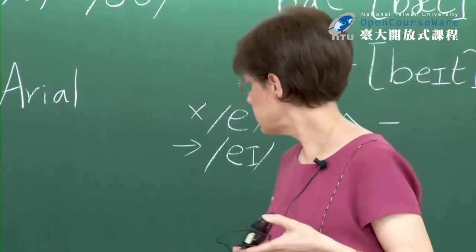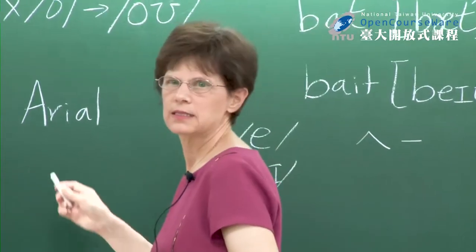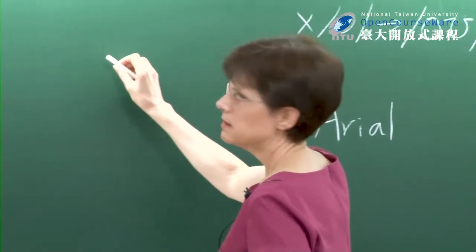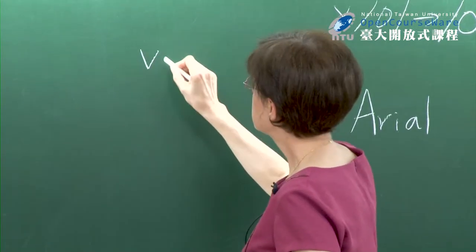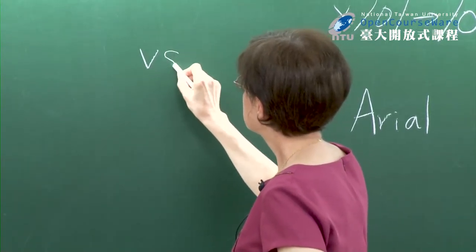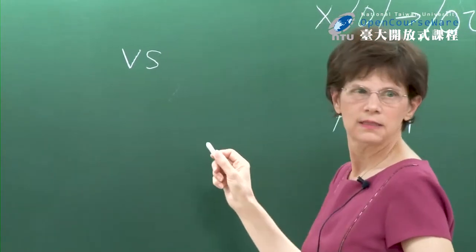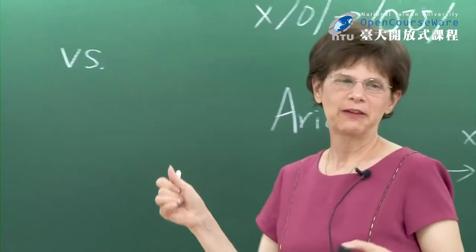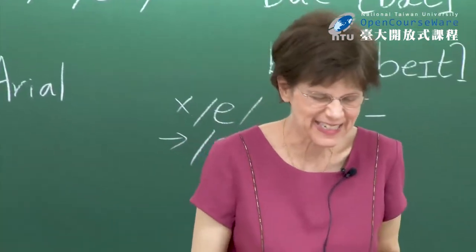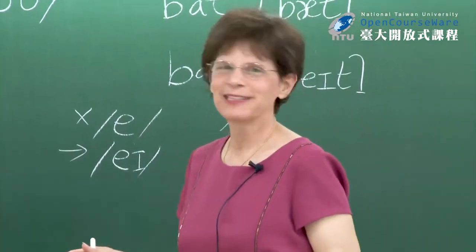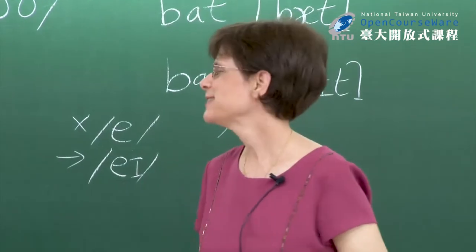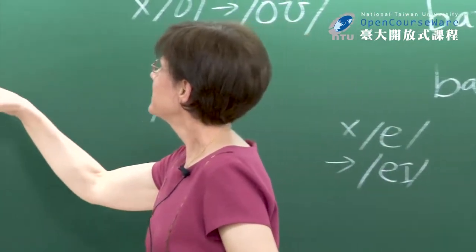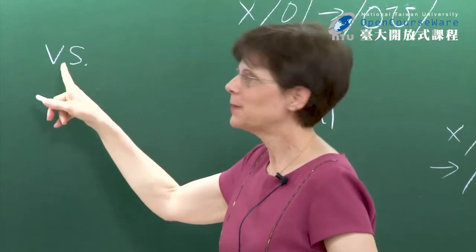And how do we write verses? How do we write it? V. Where does the dot go? Very good. Oh, I love my former freshman English students. It really makes a difference. You guys, you're blessed. All right. So, V-S period. Don't put the period in between.